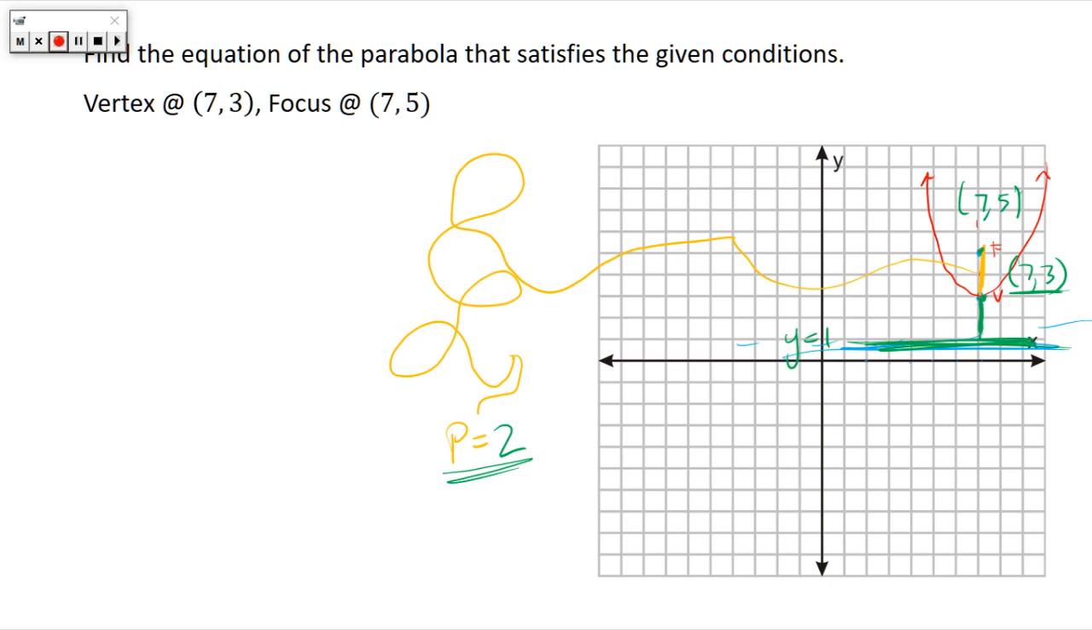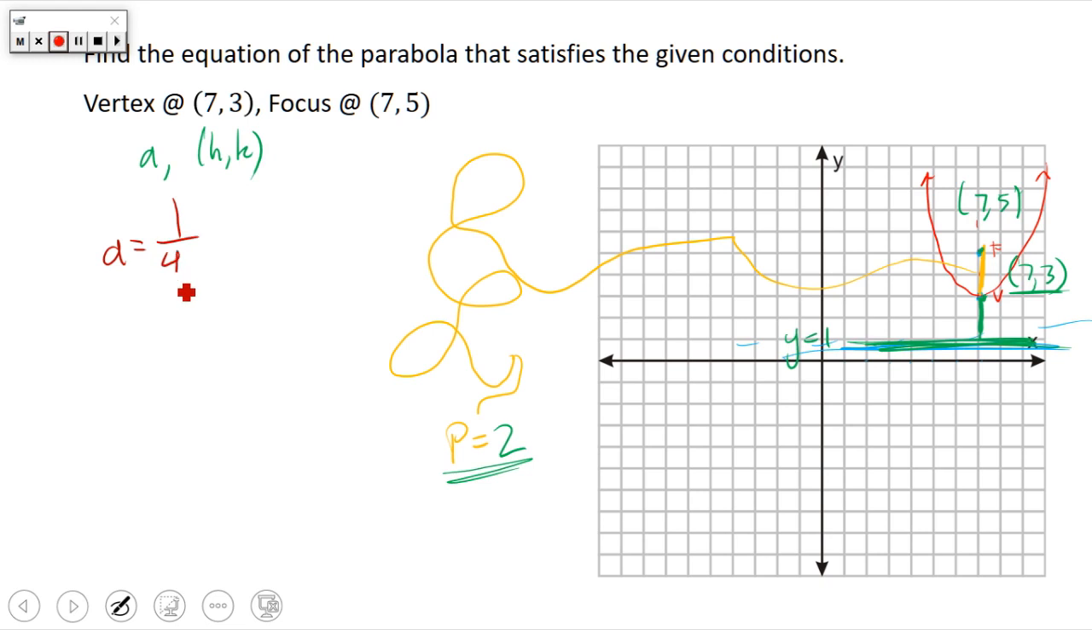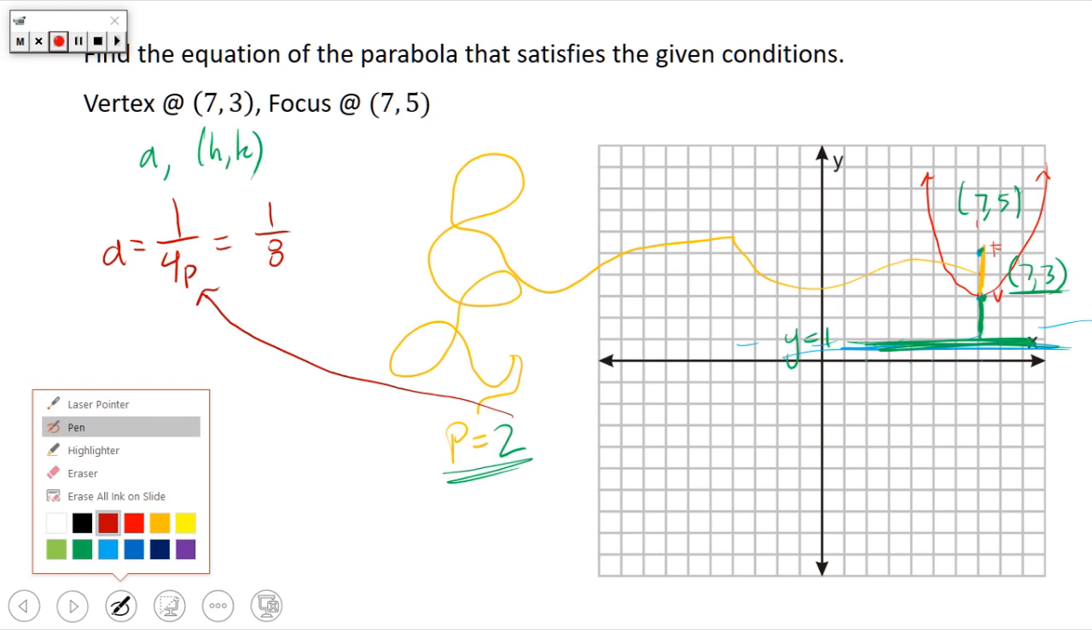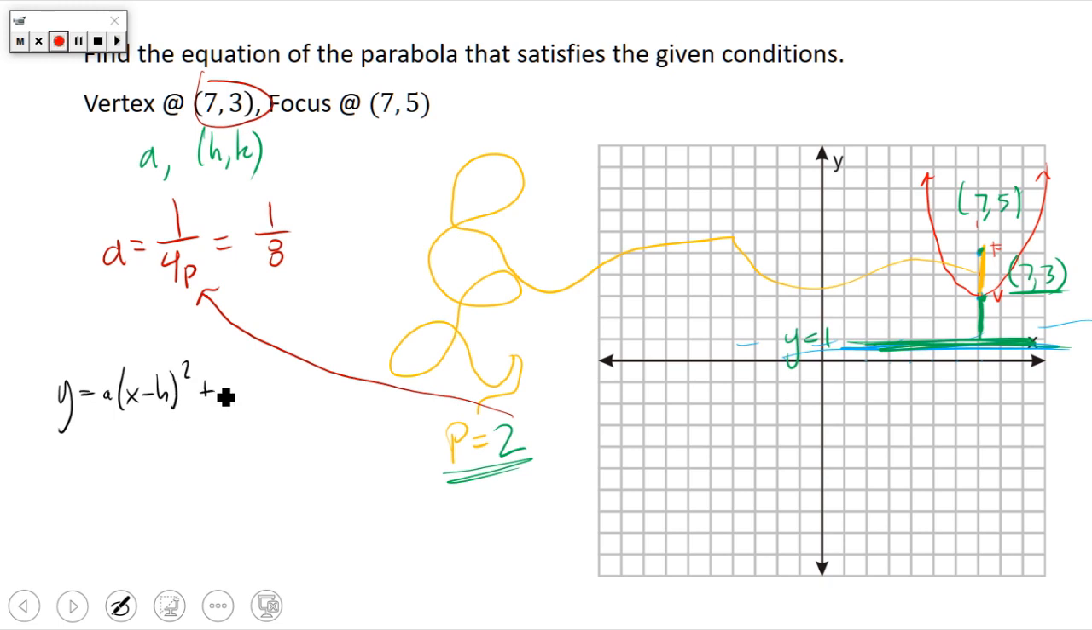We need, again, remember, we need a and we need hk to write the equation of this parabola. So a is equal to 1 over 4p. Again, we know p, it's 2. Therefore, a is equal to 1 over 8, because 4 times 2 is 8, right? Okay, now we know hk because it's given to us right here. So the default form, the vertex form of a parabola that goes up and down, is this.